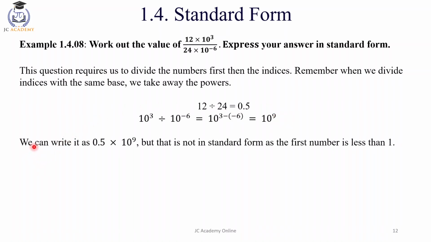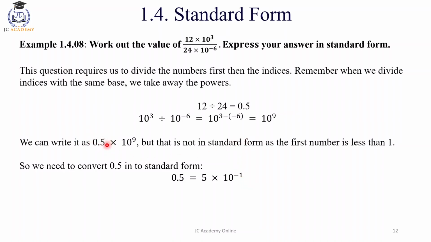So our answer is 0.5 times 10 to the power of 9. But notice that this is not in standard form, as the first number is less than 1. So we need to convert the 0.5 into standard form. We need to move the decimal point 1 place to the right, and we get 5 times 10 to the power of minus 1, because in order to get this 5 back to 0.5, we need to move the decimal point 1 place to the left. Hence, we have 10 to the power of minus 1.